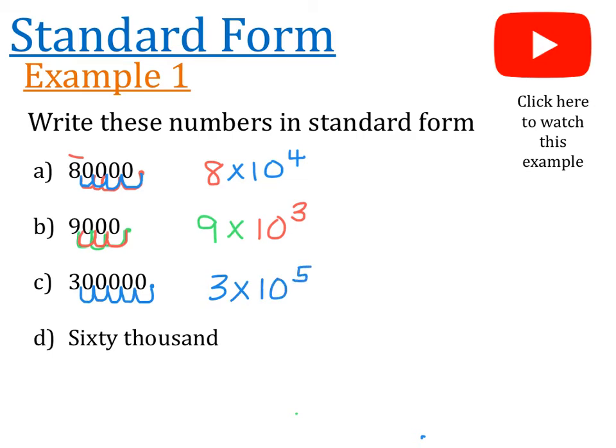All right, let's keep on going. We'll try the last question as well. The last one says 60,000. In the beginning of the year, I made you write out numbers from words. So 60,000 looks like 60 and then thousands. We need to write this in standard form. So remember, 60,000 with a decimal at the end, and then we see how many places it has to move. 1, 2, 3, 4. 6 times 10 to the power of 4.